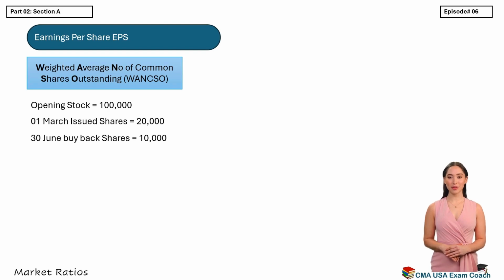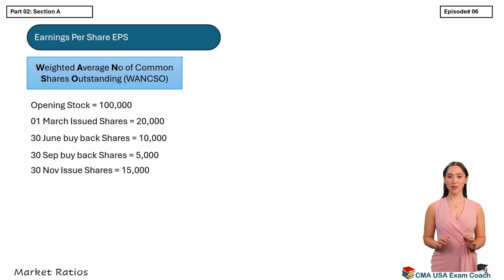Again, on September 30th, 2024, another 5,000 shares are bought back as treasury stock. These will be subtracted for 3 months, October, November, and December. Finally, on November 30th, 2024, the company issues 15,000 new shares, which will be considered for just 1 month, December only. Now, we multiply each transaction by the fraction of the year it was effective and calculate the weighted total. This will give us the weighted average number of shares outstanding for the year.